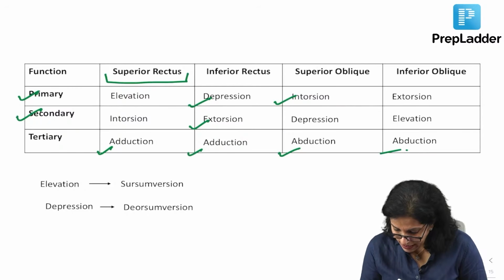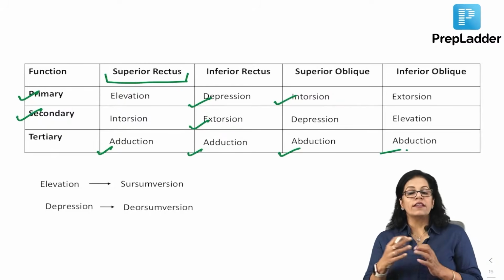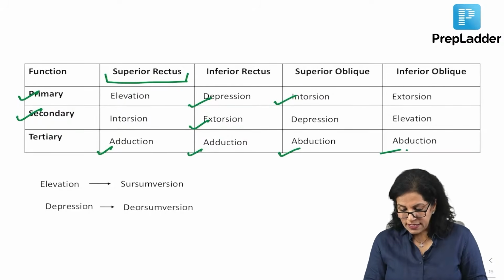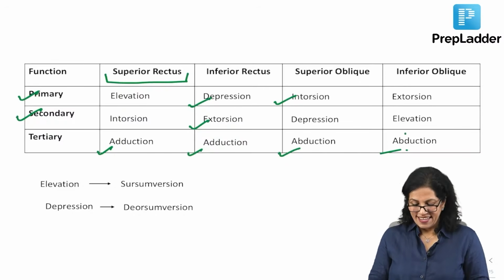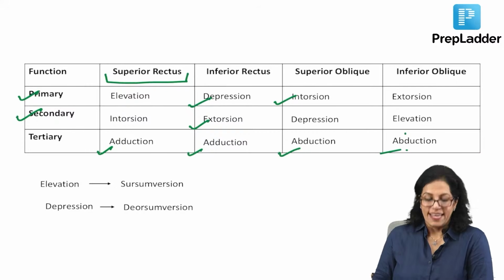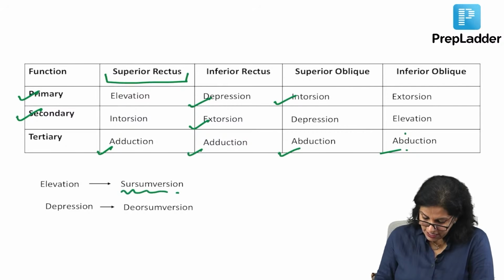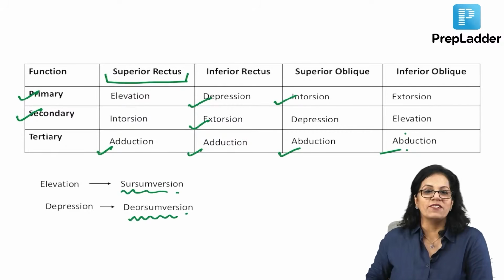equator temporally. This is your superior oblique, and what will you remember for inferior oblique? That is just the opposite. Extorsion, elevation, abduction. Right? So you all remember this. Elevation is also called sursumversion, and depression is also called deorsumversion.